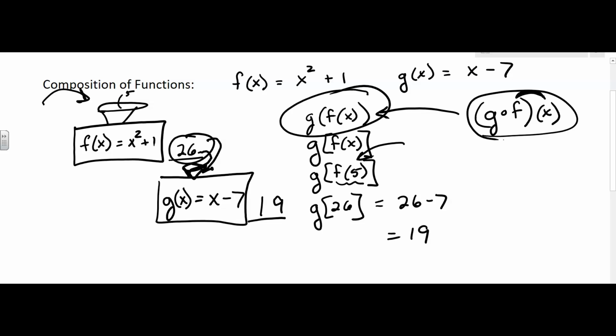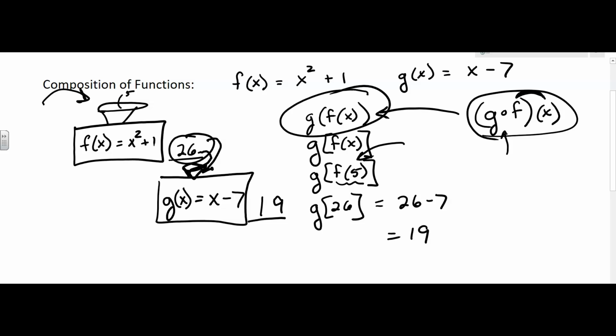You're not adding the functions, you're not subtracting them, you're not multiplying them, you're not dividing them. You're doing what's called a composition. Okay? Now there's some examples coming up where it's going to explain this idea a little bit more. I think that'll be helpful to you. It's called the composition of functions. The symbol for it is that little circle.